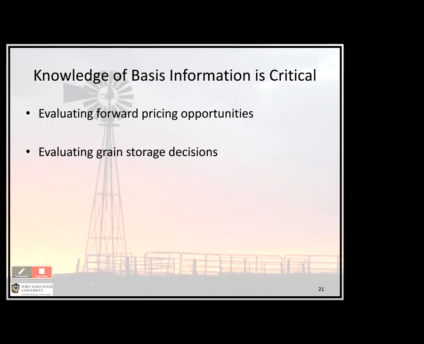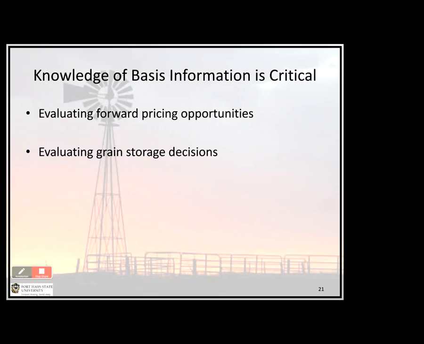Basis information and knowing something about basis is critical. It's critical if you're going to be a producer or if you're running an elevator. It helps you as a producer, for example, evaluate forward pricing opportunities. So as we talked about earlier, you have the ability to forward price your grain right now for next year. So say the next year's wheat harvest, you can lock in some prices now. You can do a forward contract with your local elevator.